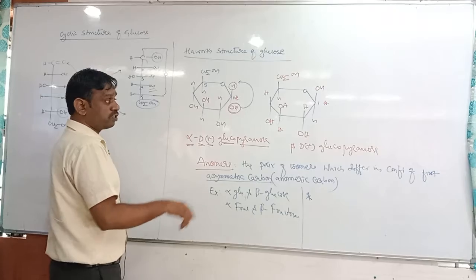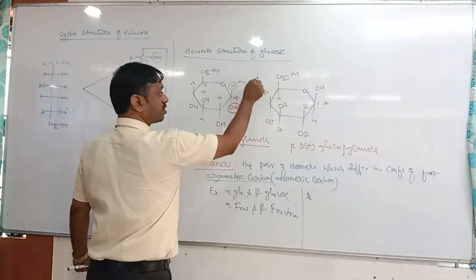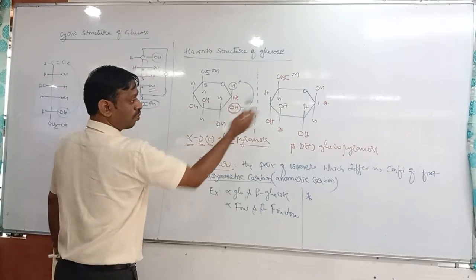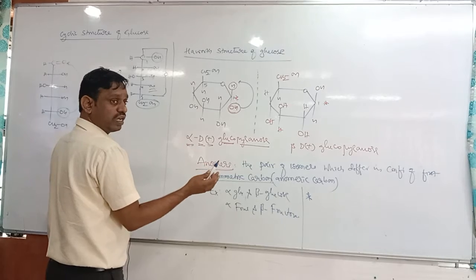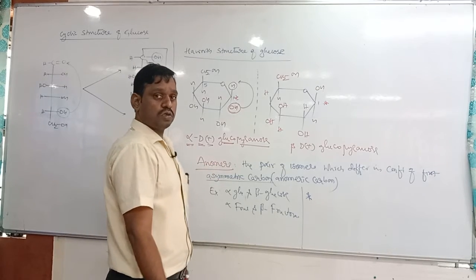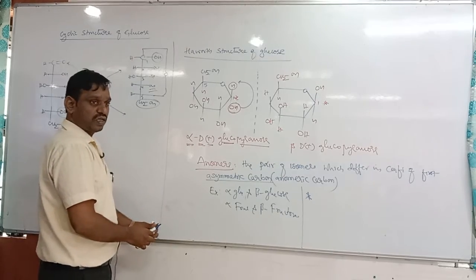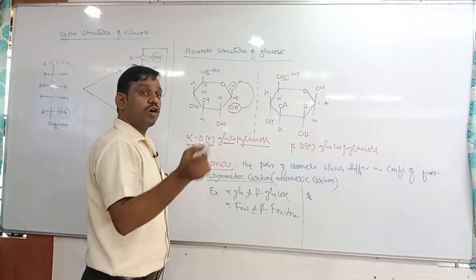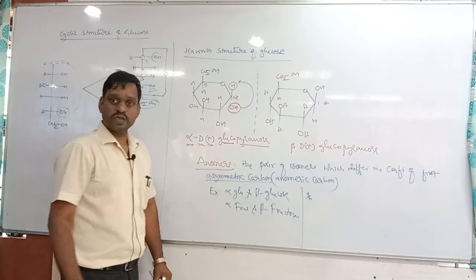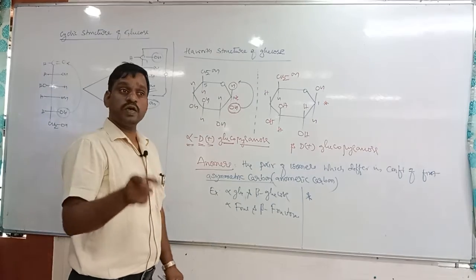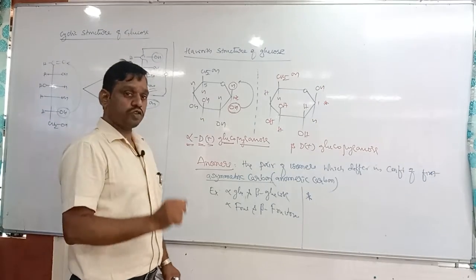Can they be mirror images? If you keep a mirror here, will both be mirror images? No, they are not even mirror images. Therefore they are called what? Diastereomers. Non-superimposable, non-mirror images are diastereomers, whereas non-superimposable mirror images are enantiomers.